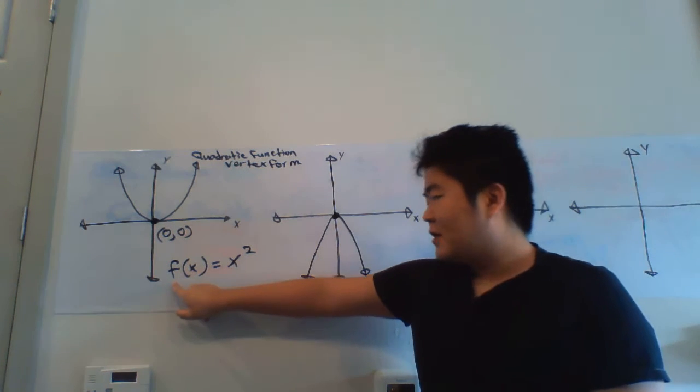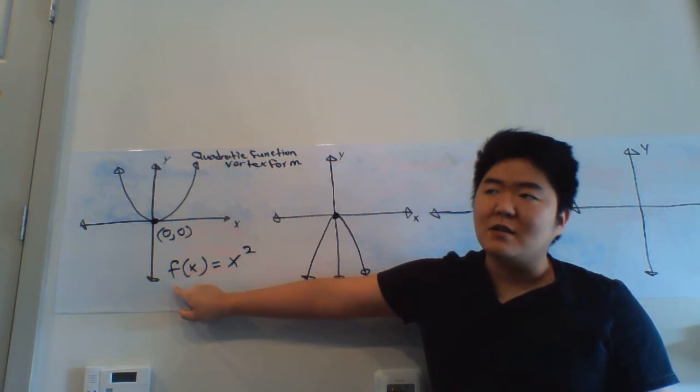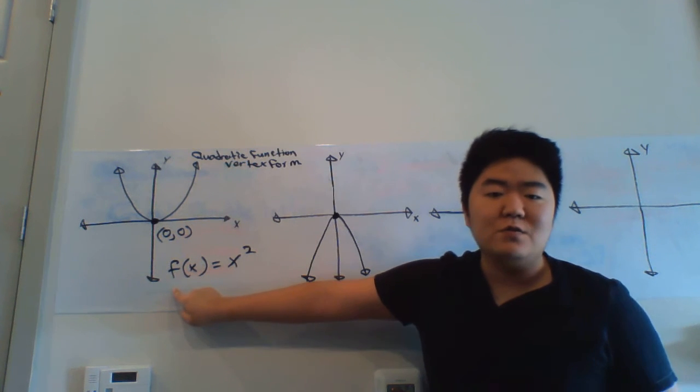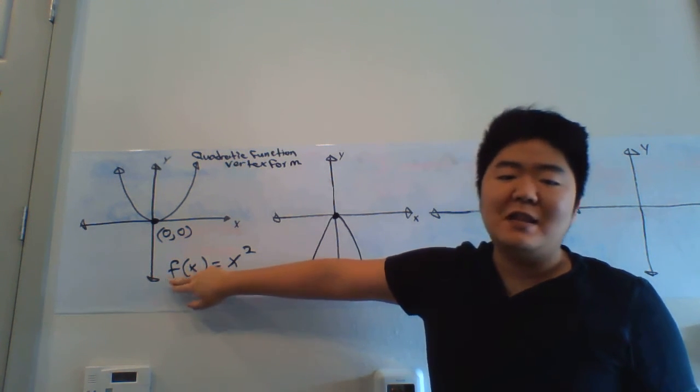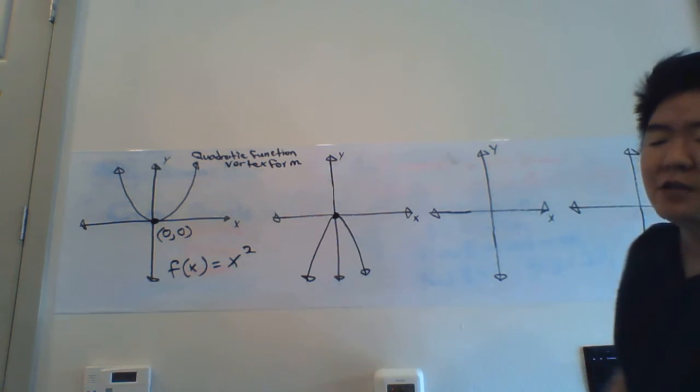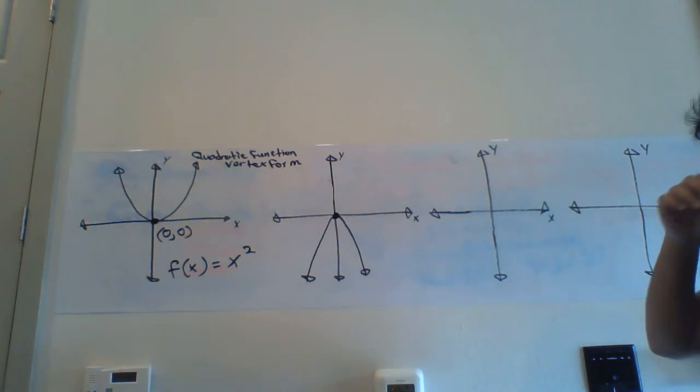Now, I can use a different letter for f. I can use g of x, I can use h of x, I can use y of x, right? It doesn't really matter because this is the name you're giving this function. So that's what it is.